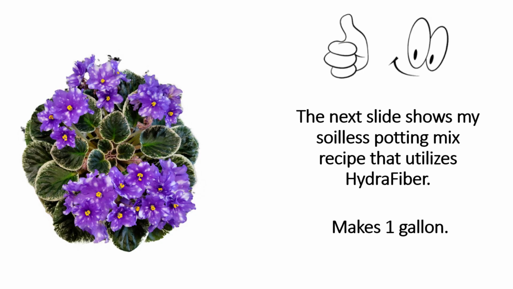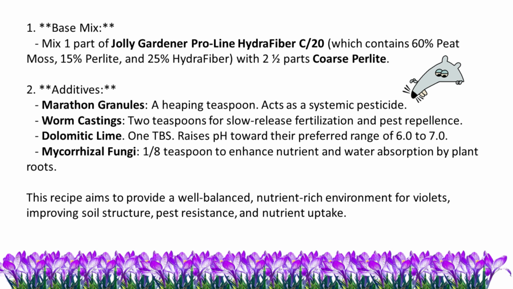The next slide shows my soilless potting mix recipe that utilizes HydraFiber. It makes 1 gallon. 1. Base mix. Mix 1 part of Jolly Gardener Proline HydraFiber CE/20, which contains 60% peat moss, 15% perlite, and 25% HydraFiber, with 2.5 parts coarse perlite.